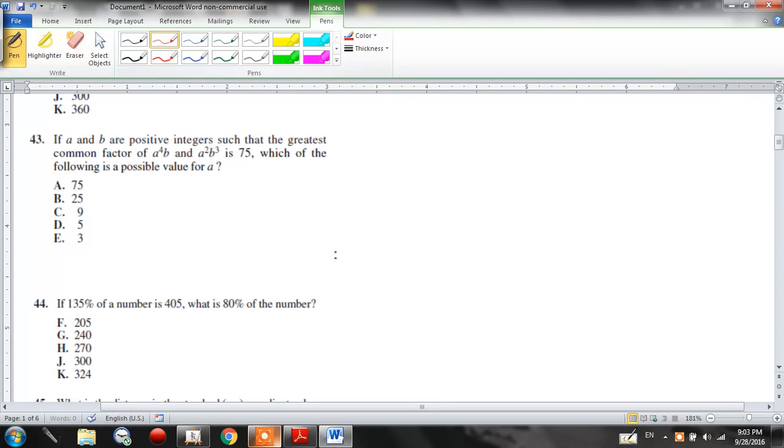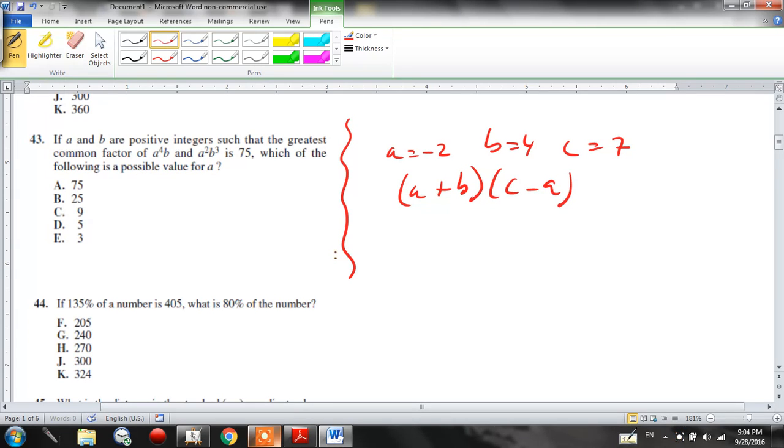Question number 43. Some of the questions I have in my exam booklet are different than over here. Question 43 for me here, it says A is -2, B is 4, C is 7. What is the value of A plus B times C minus A? Like this. That's my question number 42. It's different over here, 43. So in this case, we just substitute A plus B, that's -2 plus 4 times C minus A, which is 7 minus 2. I think that's the only trick here, to be careful.